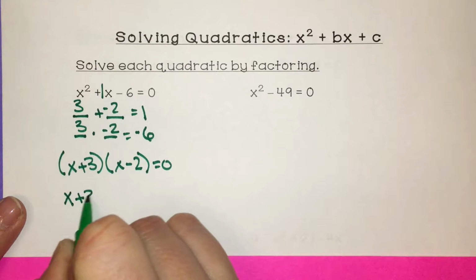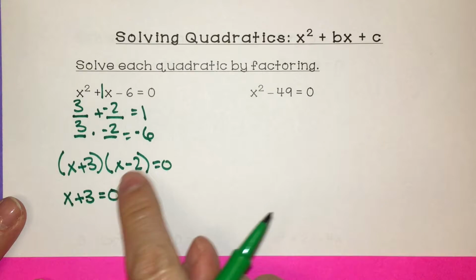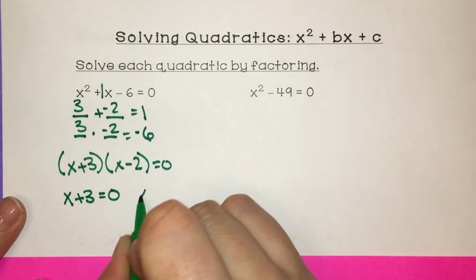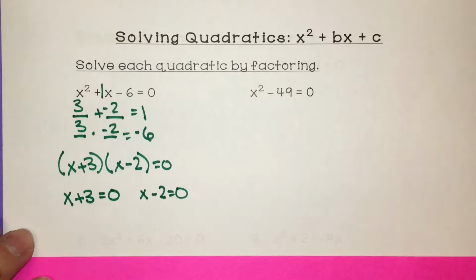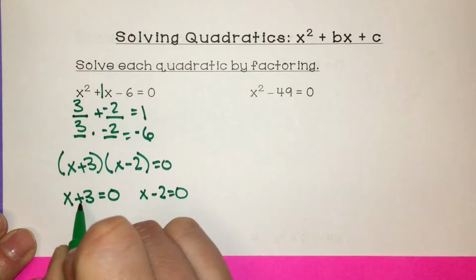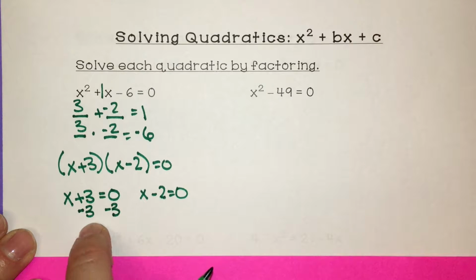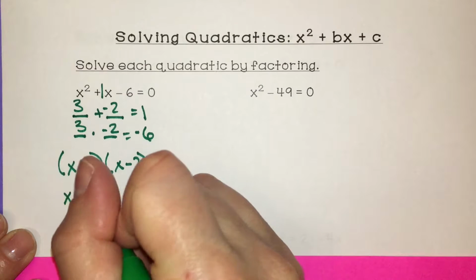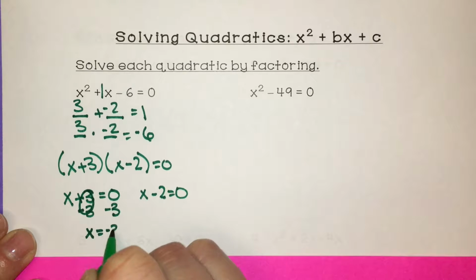So we have x plus 3 in the first parenthesis. We're going to set that equal to 0. Second parenthesis is x minus 2 equals 0. We're going to solve each for x so we can figure out what x is actually equal to. Here, to get x by itself, since it's plus 3, opposite operation is minus 3. Anything you do to one side of the equal sign, do to the other. 3 minus 3 is 0. So we have x is equal to -3.